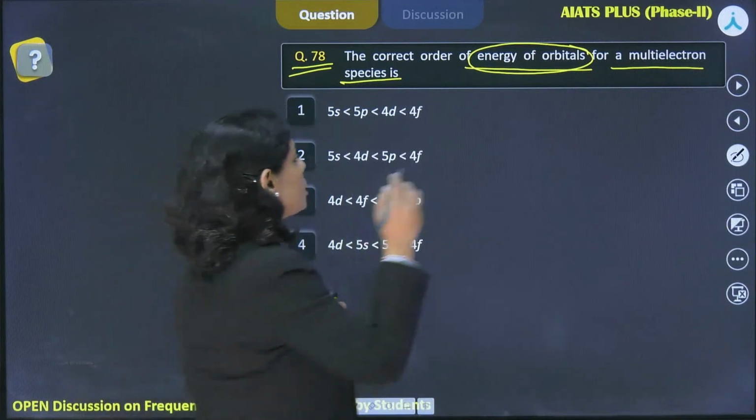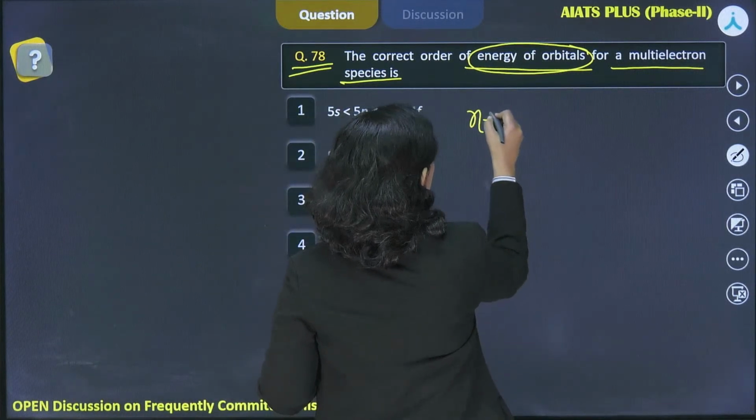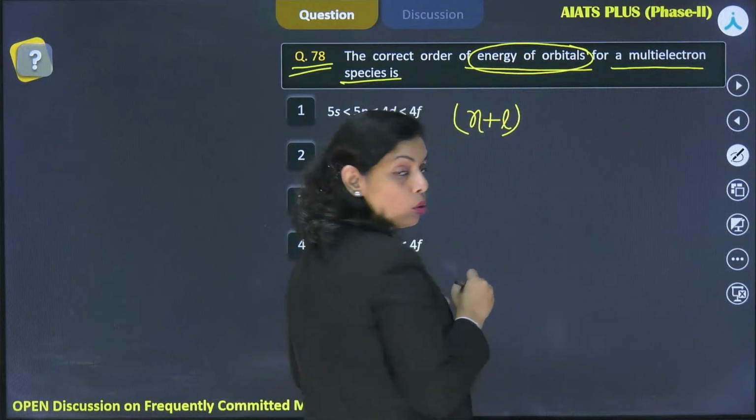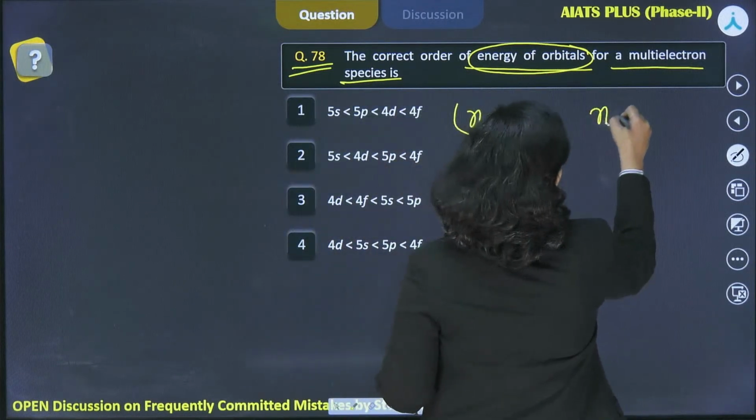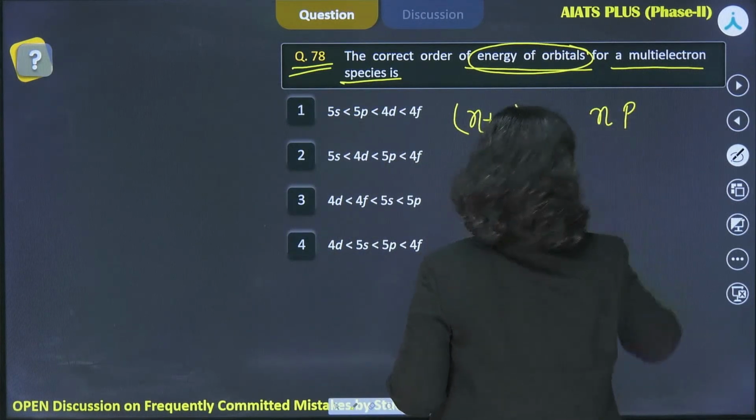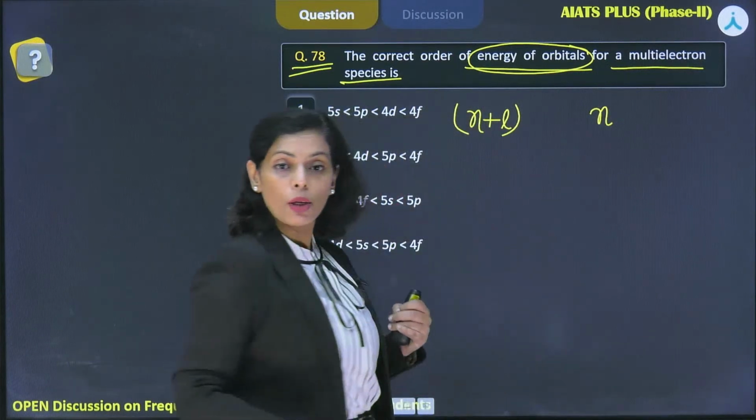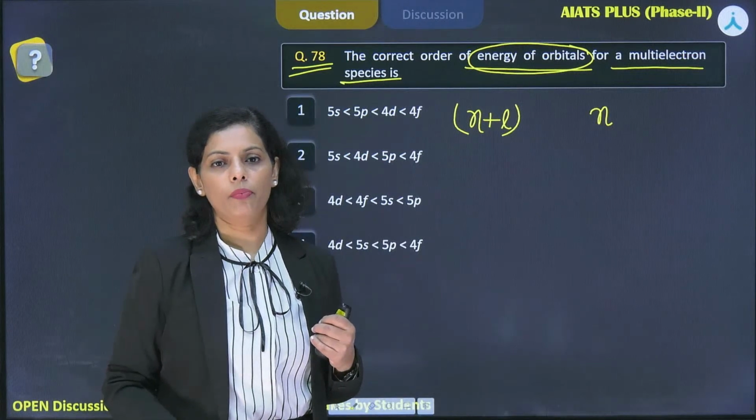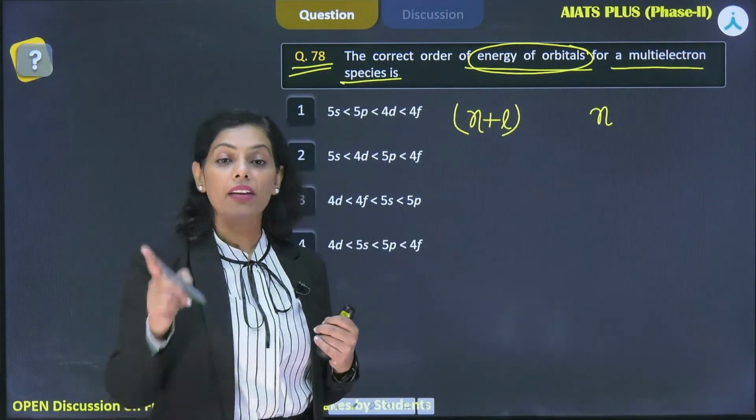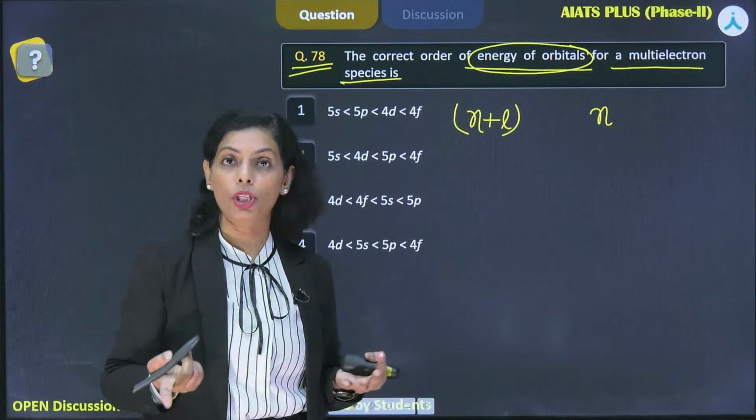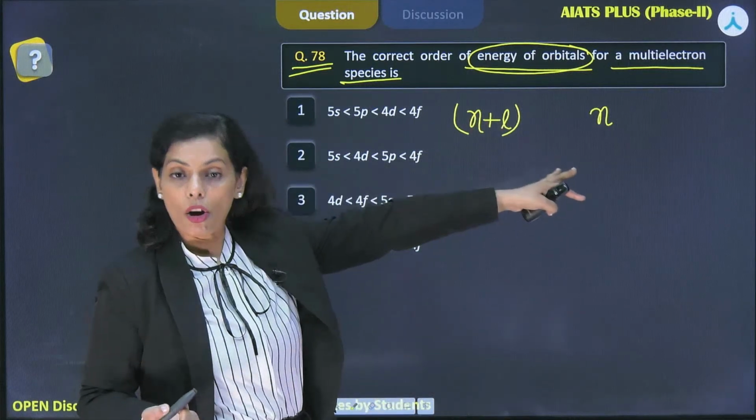And what Aufbau principle says, there are two things. One, the n plus L value you have to look at, and then the n value you need to focus on. These two values. What is n? The principal quantum number, right beta, right Bikram, n plus L rule. Yes, and if the n plus L value is the same, then the n value you need to look at. So this is given by Aufbau principle.